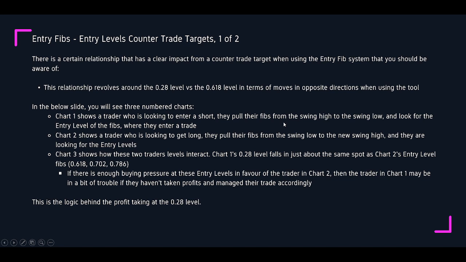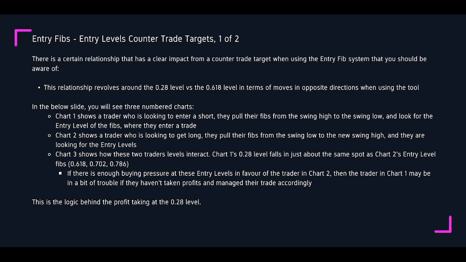So we do have an entry-level counter trade target. So this is a bit of information for you. So there is a certain relationship that has a clear impact from a counter trade target perspective when using the entry fib system. So the relationship revolves around two key levels, the 0.28 level versus the 0.618 level in terms of moves in opposite directions.